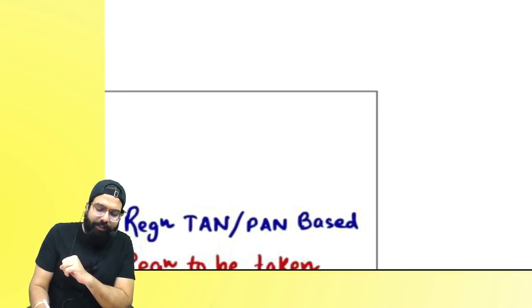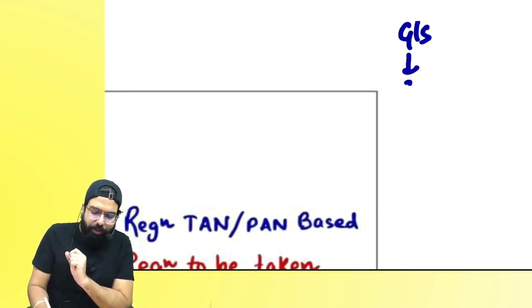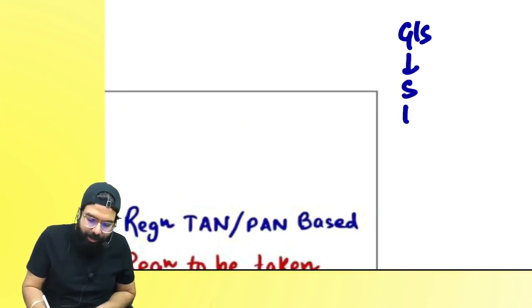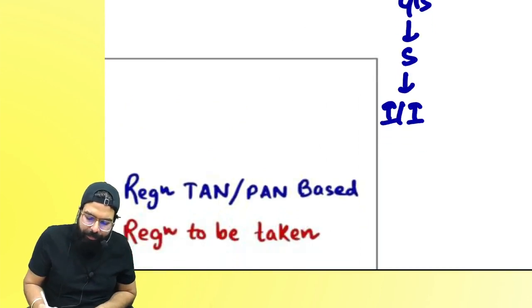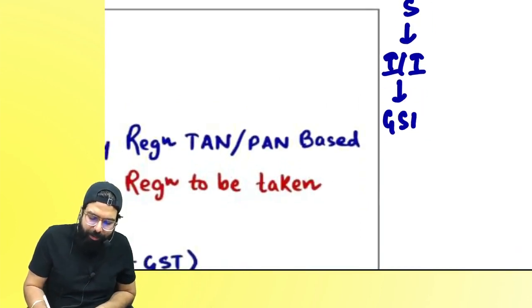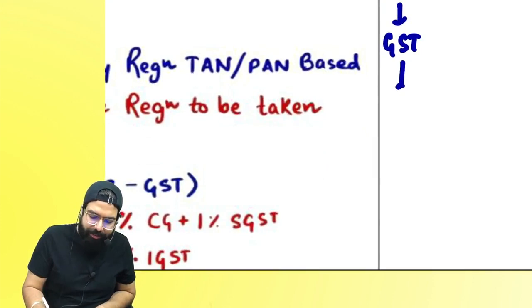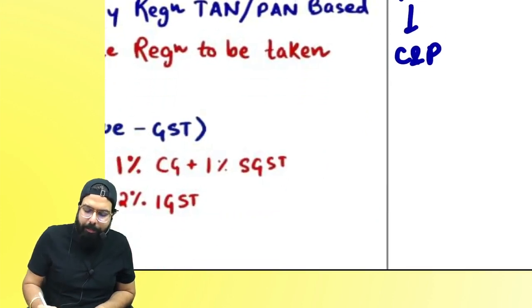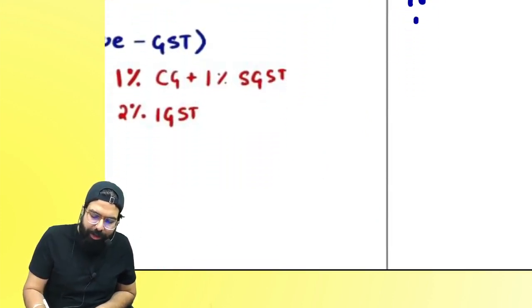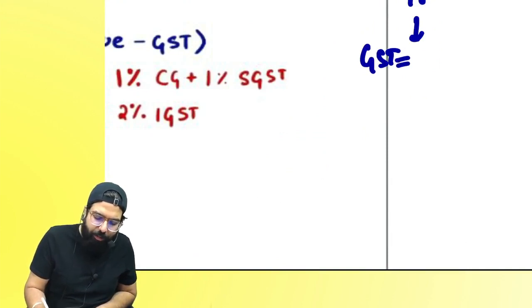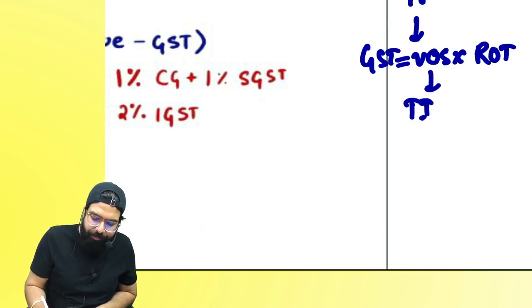We started learning GST with goods and service. Goods and service has to be supplied. Supply can be either interstate or intrastate. Inter or intra, GST will be levied. Once GST is levied, it has to be collected and paid by a taxable person. He will calculate GST as value of supply into rate of tax. Once you know the value, you will prepare the tax invoice, credit note and debit note.